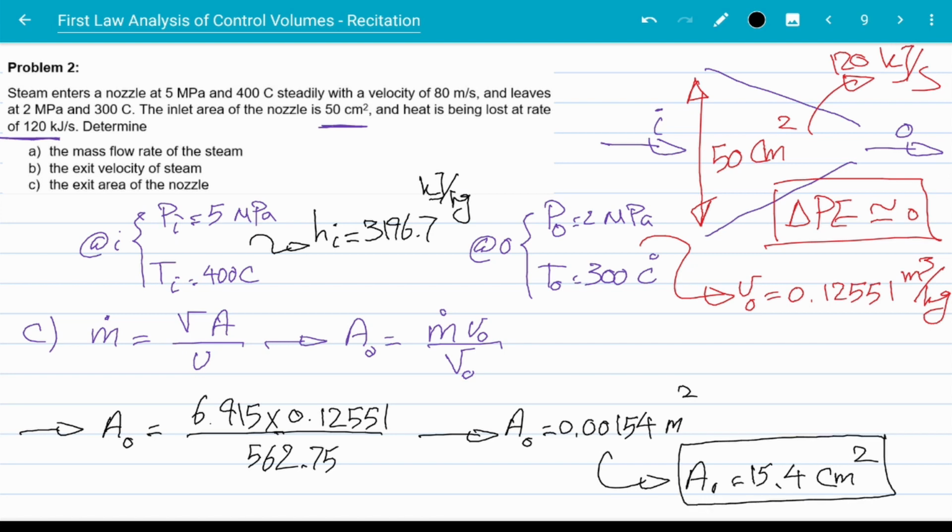Again, we use the mass flow rate equation. We found the specific volume using the tables, and then the rest is just plug-in numbers.